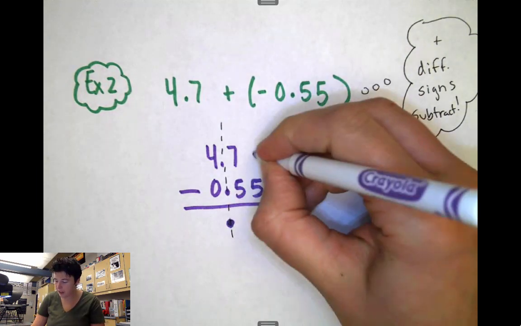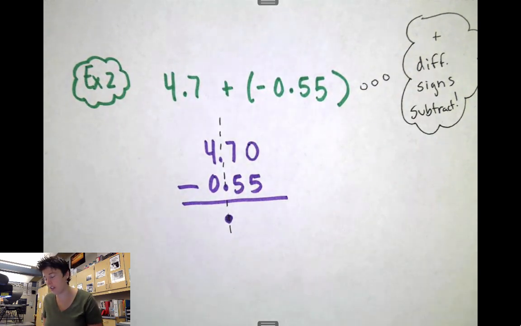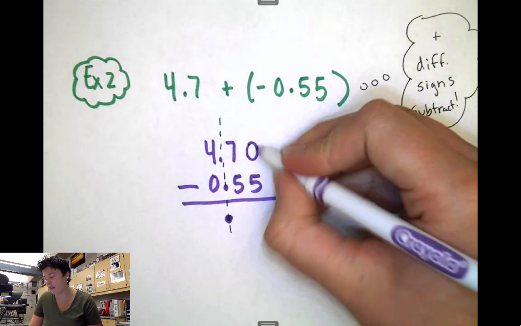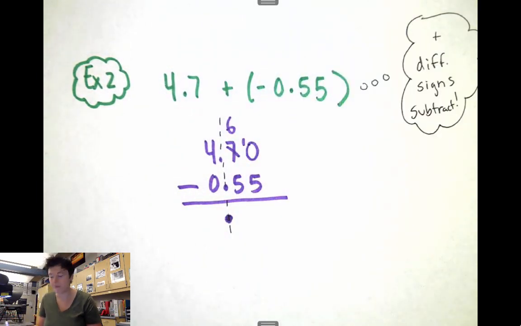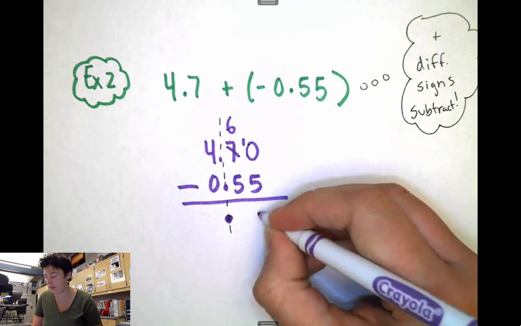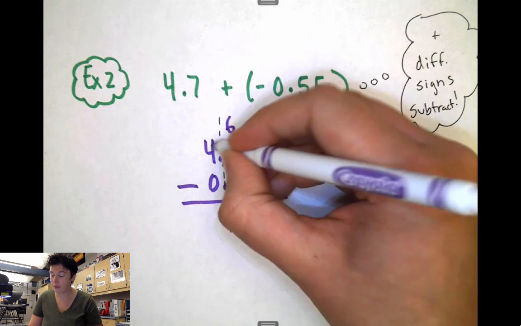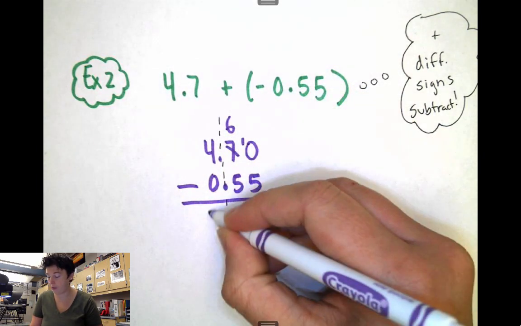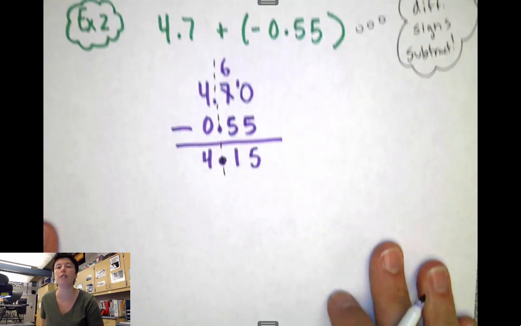Now I might put a 0 here to help me out and think of it as 4.70. Same thing. Now I can't do 0 minus 5. I'm going to have to borrow from the 7 and make it a 6 to make this a 10. 10 minus 5 is 5. 6 minus 5 is 1. 4 minus 0 is 4. So I get 4.15, which is awesome.